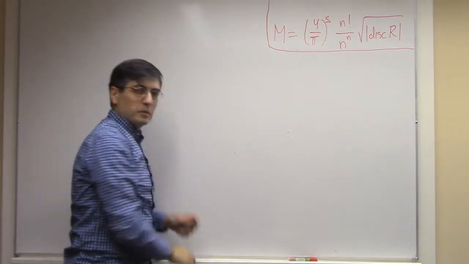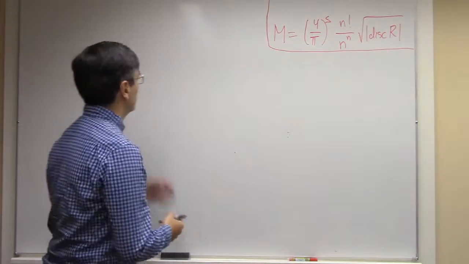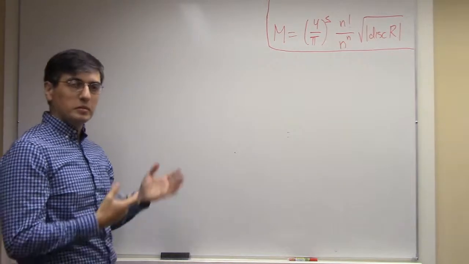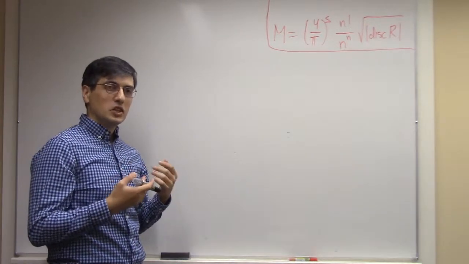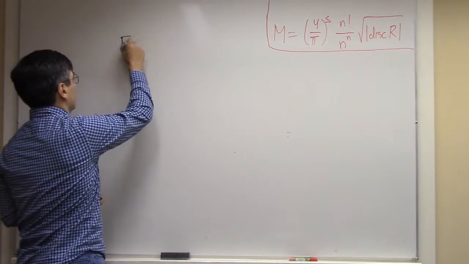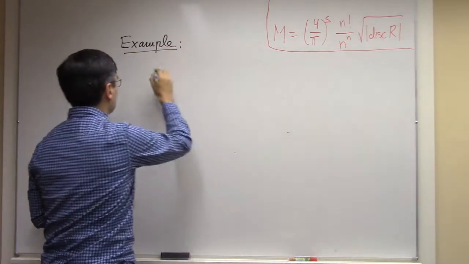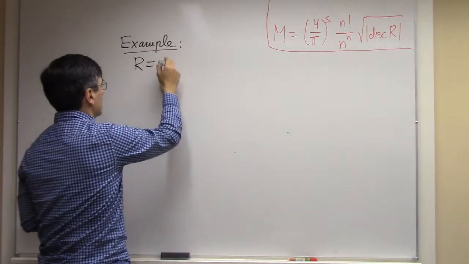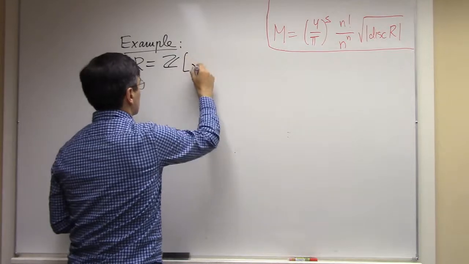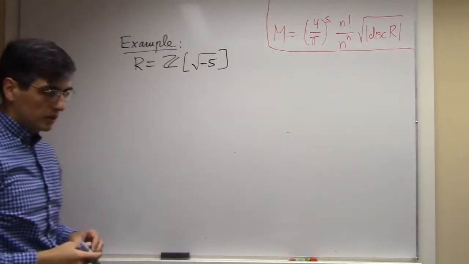Alright, you might be asking, well, where are the non-trivial examples? We know one example where the ring is not a PID, and this is the most famous example that is usually given, and this is R equals Z[square root of minus 5]. And so this is not a PID.